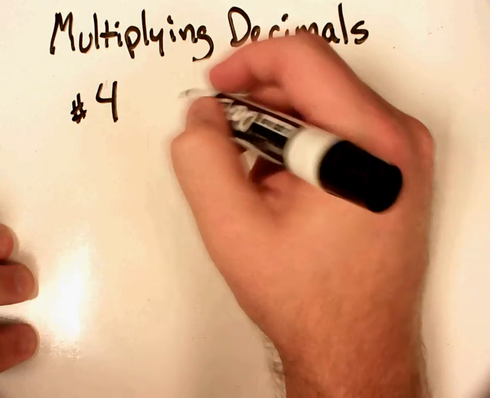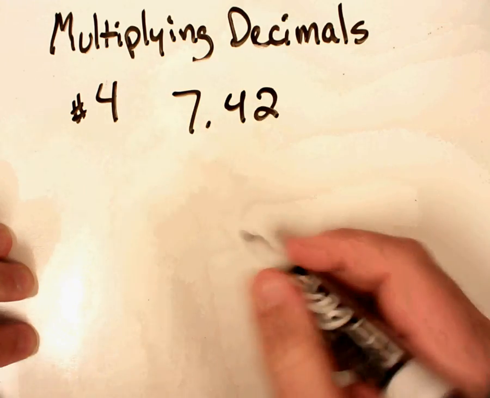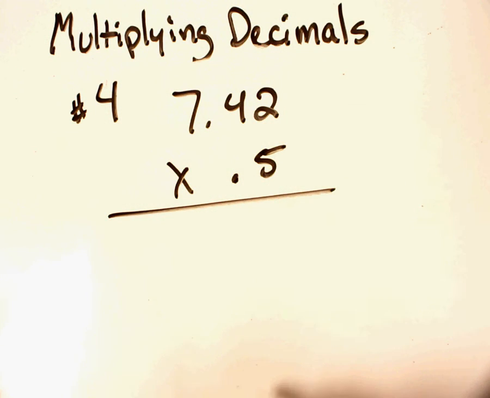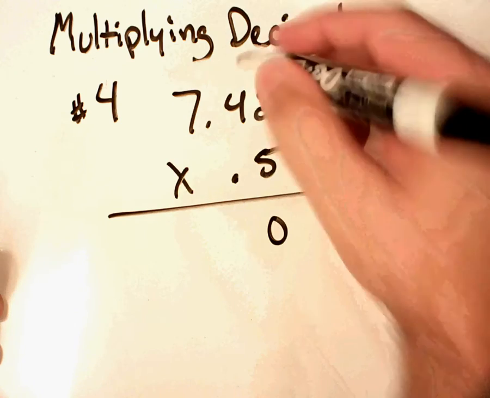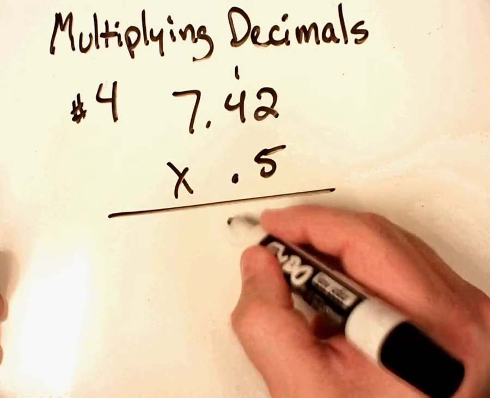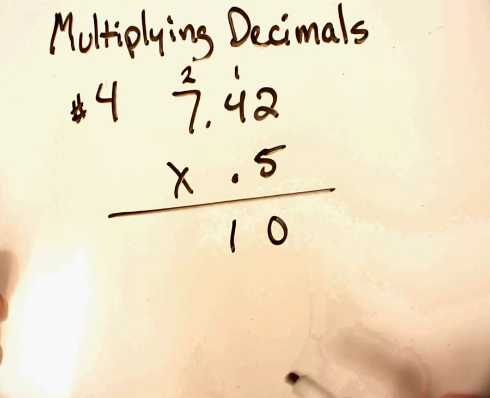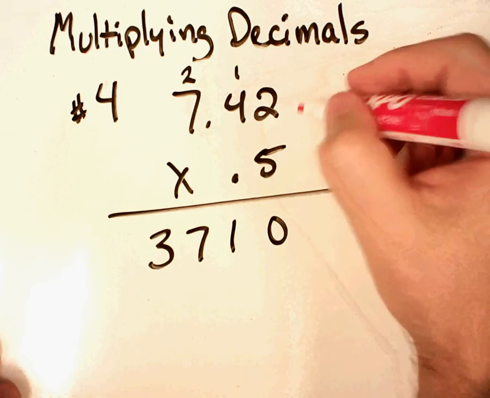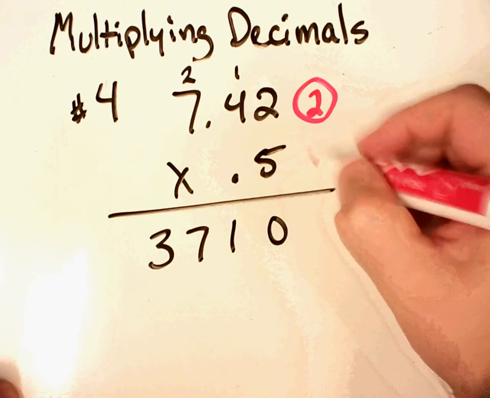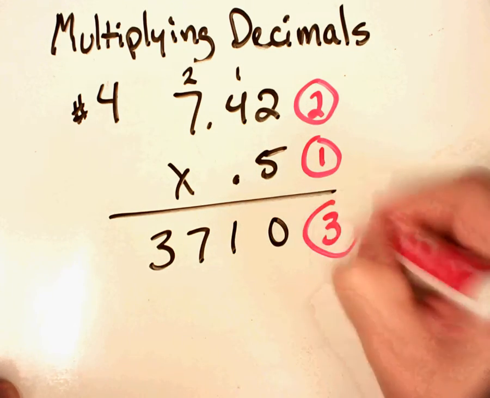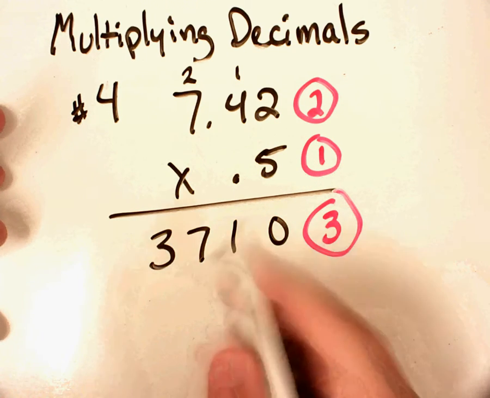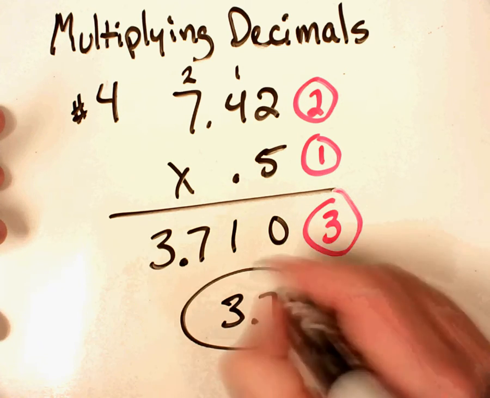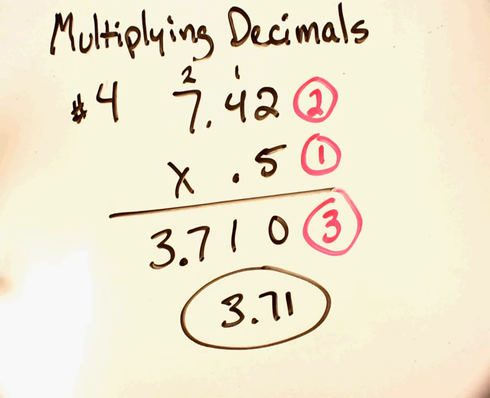Number 4 is going to be 7 and 42 hundredths times 5 tenths. Now again, I'm not going to write the 0 because I don't need to. 5 times 2 is 10. Carry the 1. 5 times 4 is 20, plus 1 is 21. Carry my 2. 5 times 7 is 35, plus 2 is 37. I've got 2 numbers to the right of the decimal here, 1 number to the right of the decimal here, so I need a total of 3. So 1, 2, 3 to the right of my decimal now, and my final answer is 3 and 71 hundredths. Because this 0 here, I don't need to rewrite it. I can leave it off.